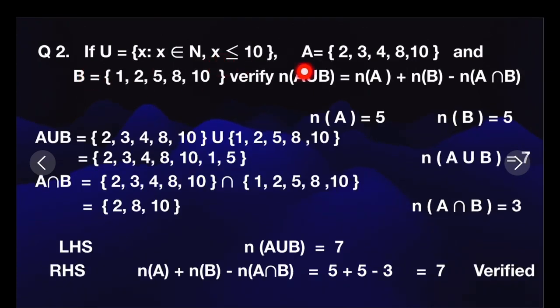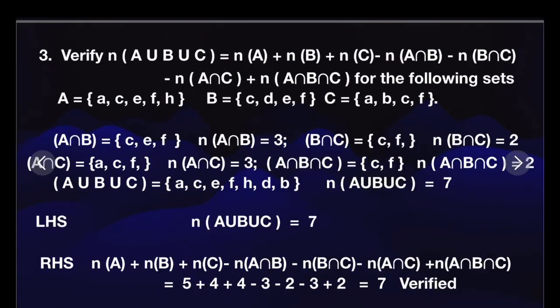If U is the set, A is this and B is this, and this equation you are asked to verify. So you have to do LHS first and then find out what is RHS. See if both are equal. So take the set A, you can write down n(A), count the elements 1, 2, 3, 4, 5. n(B) is also 5. And then do A union B and count the elements, you will get 7. A intersection B, count the elements, you will get 3. LHS is 7. RHS, evaluate it and you will get 7. So, this is verified.